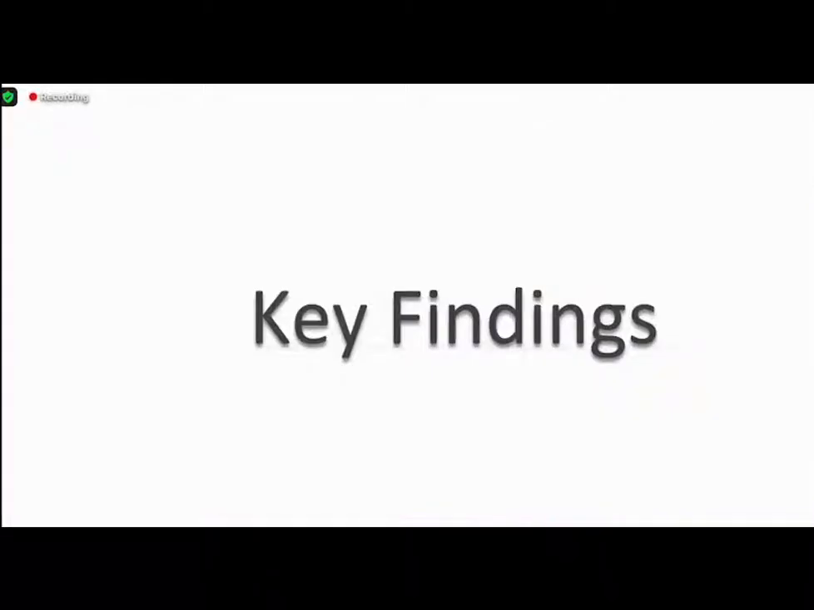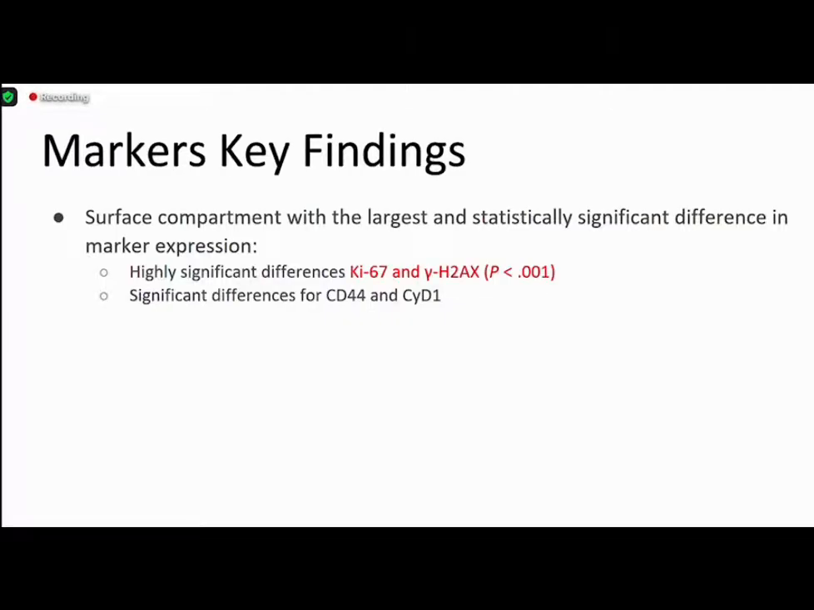So what are some key findings that we can extract from this data? We found that the surface compartment showed the largest and statistically significant difference in marker expression, which was highly significant for two markers, Ki67 and gamma H2AX, with a p-value of less than 0.001, and also showed statistically significant difference of expression for CD44 and cyclin D1. These findings provide ancillary support for the histological criteria for presence of dysplasia at the surface to call it a true dysplasia.